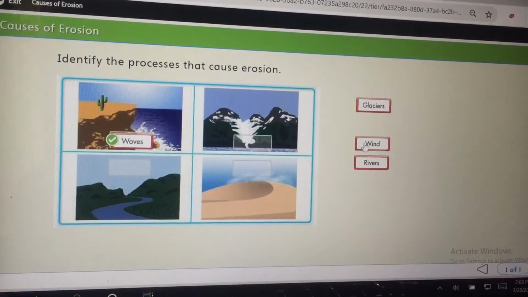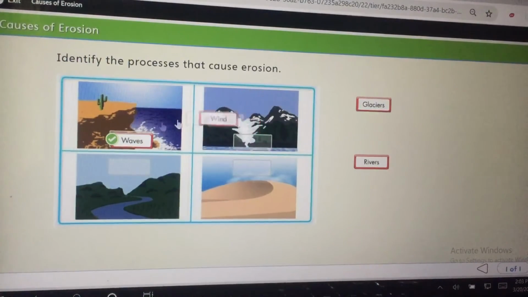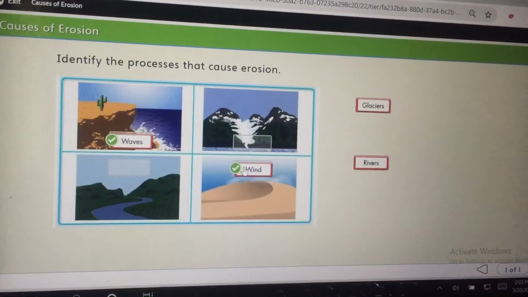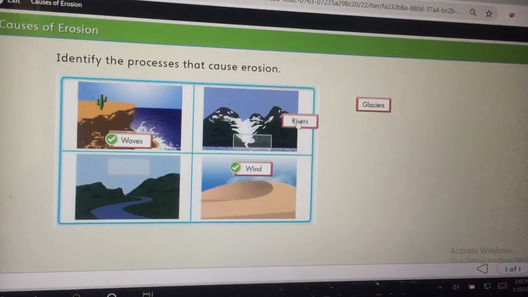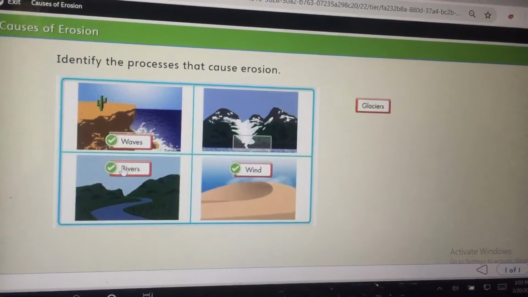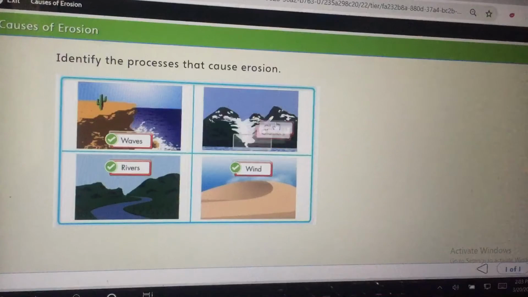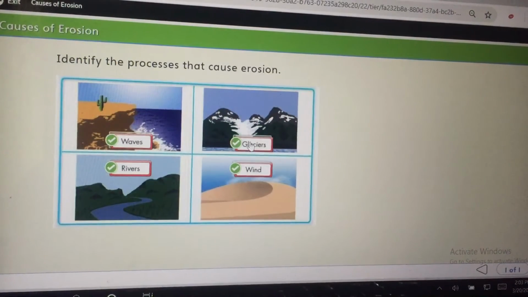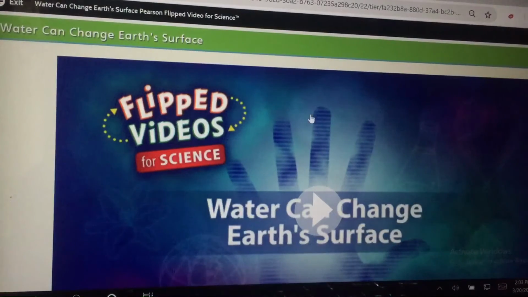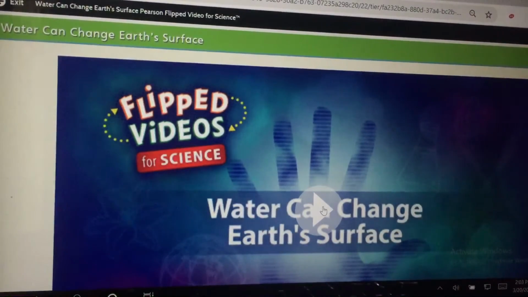Correct. Great. Wind, where should I add wind? Thank you. Rivers, erosion of rivers causing loops here and a valley. Great, well done. And glaciers that form a U-shaped valley. Great. Now we move to this video to revise what we explained.